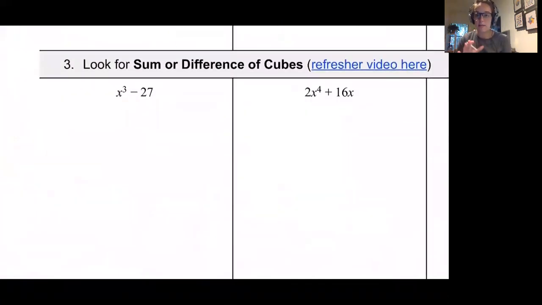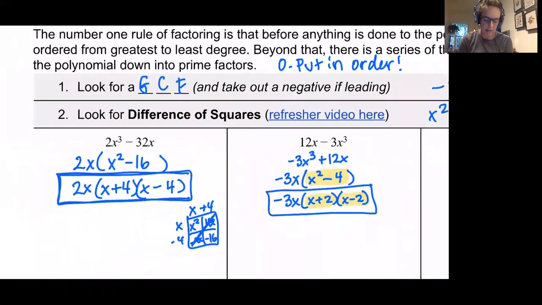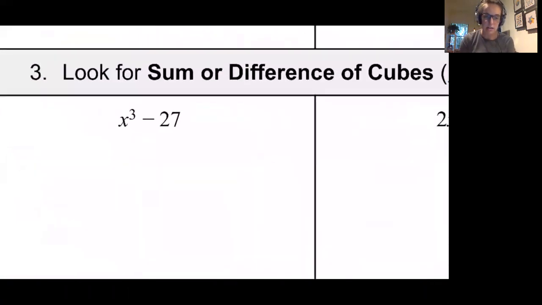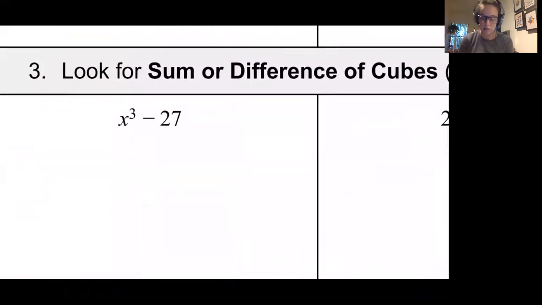The next thing that it might be, so if we look at it and we're like, okay, this is the difference of squares. But if we look at this one, these are not squares, these are each cubes, right? Because this would be x to the third minus, and then 27 is 3 to the third. So this is the difference, because it's subtraction, of 2 cubes.